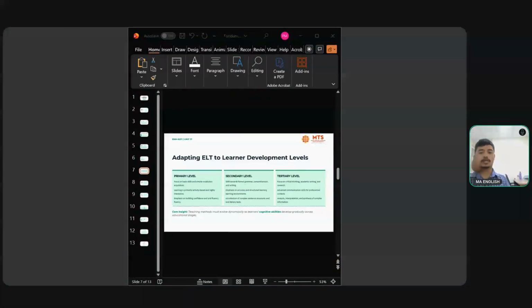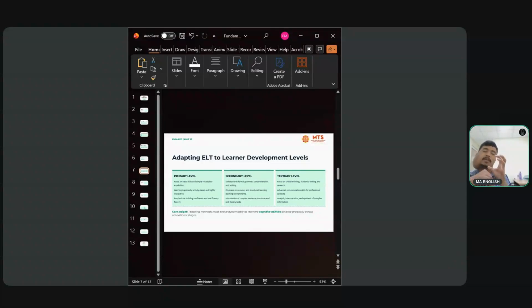So now let's move on to the secondary level. By this time, students are teenagers, roughly between 13 and 17 years old. Their cognitive abilities have developed and they can now handle more grammar instruction. The focus shifts to comprehension, writing, and accuracy.